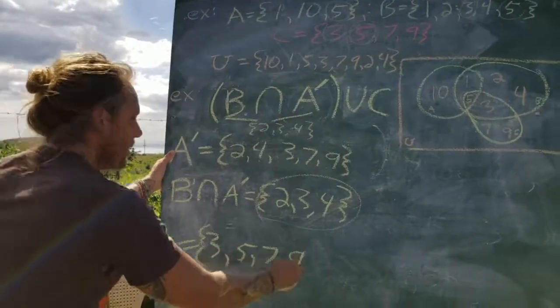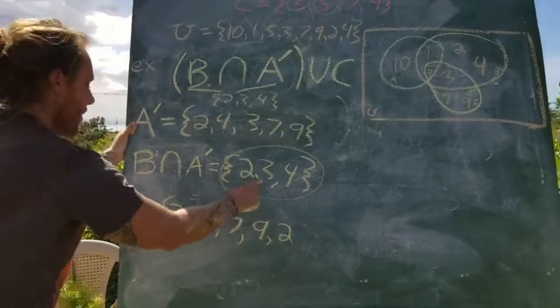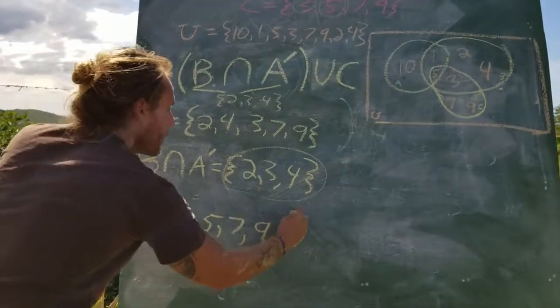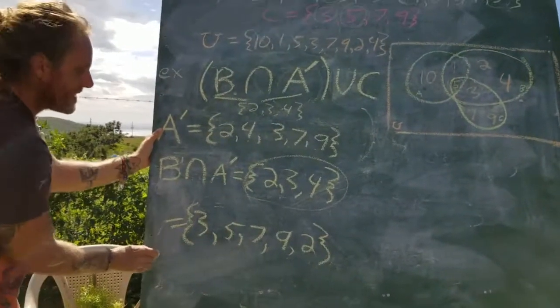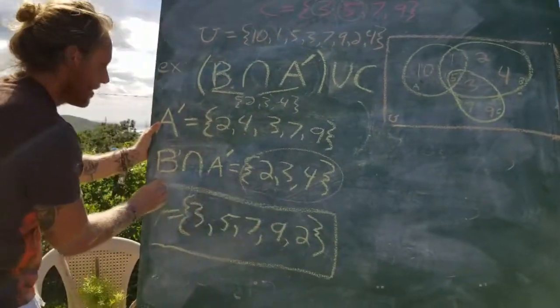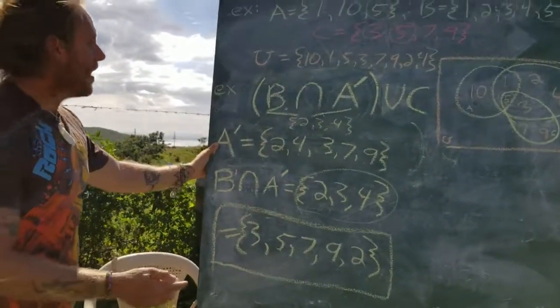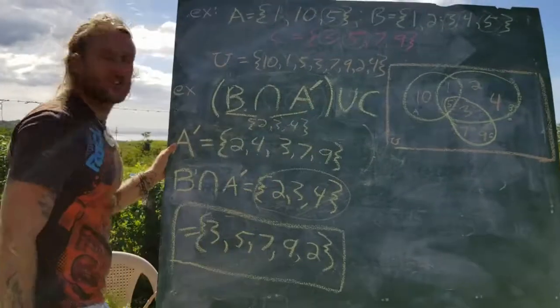And what elements are in this expression, the intersection of sets B and A prime? 2, we don't have a 2. 3, we do have a 3, and 4. So this set lists the elements that this whole expression is describing.